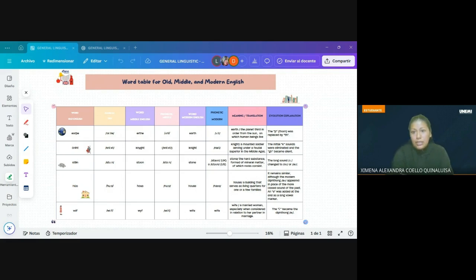Notice how the Old English word calendar has been replaced by date over time. Moving on to night, the Old English pronunciation was niht. In the vowel, in Middle English the pronunciation was next, and now the pronunciation is nine. The initial k disappeared completely, and the gh becomes silent, as the evolutionary explanation indicates.